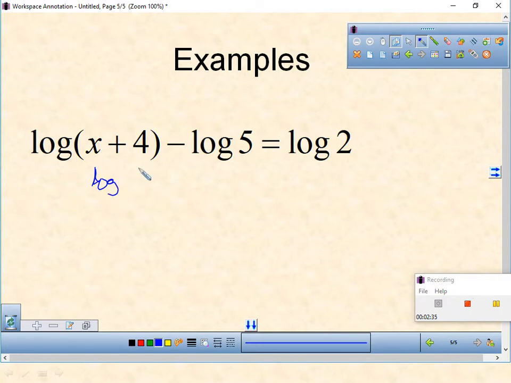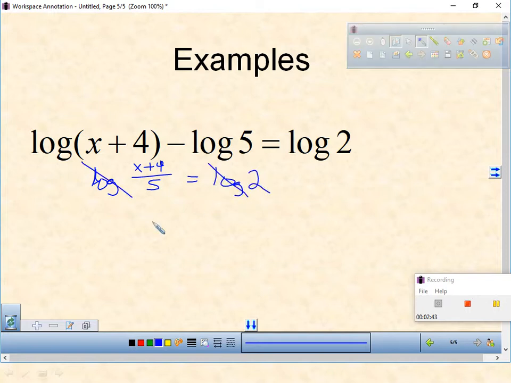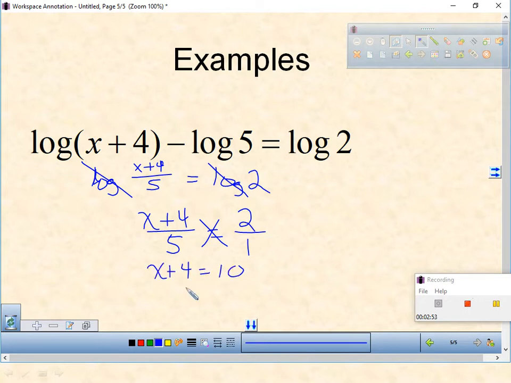You don't have to put a 10 there if you don't want to. X plus 4 divided by 5 equals log base 2. The logs cross out, so you'll get x plus 4 over 5 is equal to 2. The way I like to solve this is just put this over 1, cross multiply, so I get x plus 4 is equal to 10, and then subtract 4, so you get x is equal to 6. And that will be my answer for that problem. And that's perfect for that.